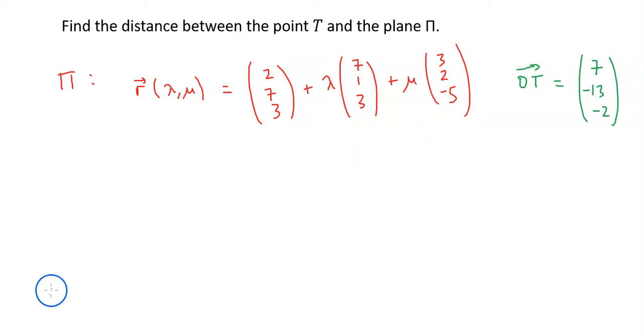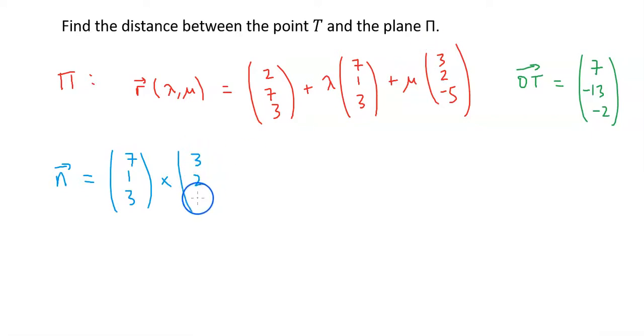So first I guess we would like a normal vector of our plane pi. So let's take the cross product of (7, 1, 3) and (3, 2, negative 5), since those are the direction vectors of the plane. Okay, so 1 times negative 5 is negative 5, minus 2 times 3, so that'll be negative 11. And then 3 times 3 is 9, minus negative 35, so that would be positive 44. And then lastly, 7 times 2 is 14, minus 3 is positive 11.